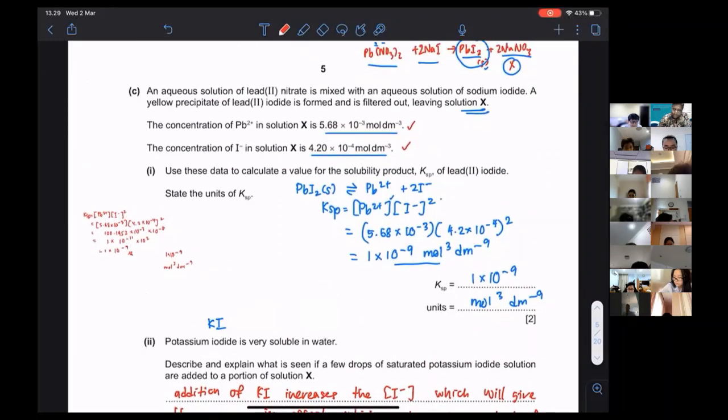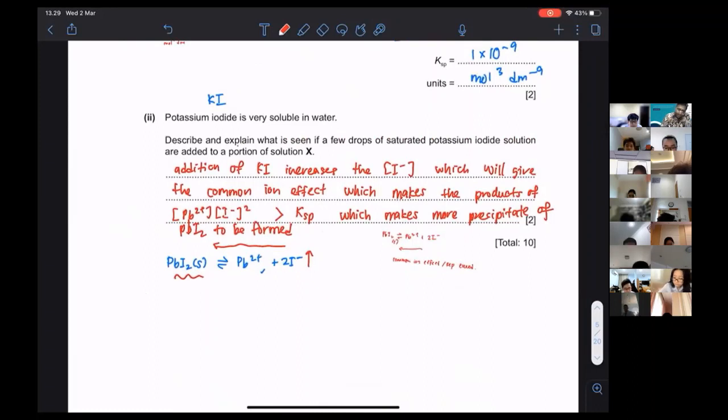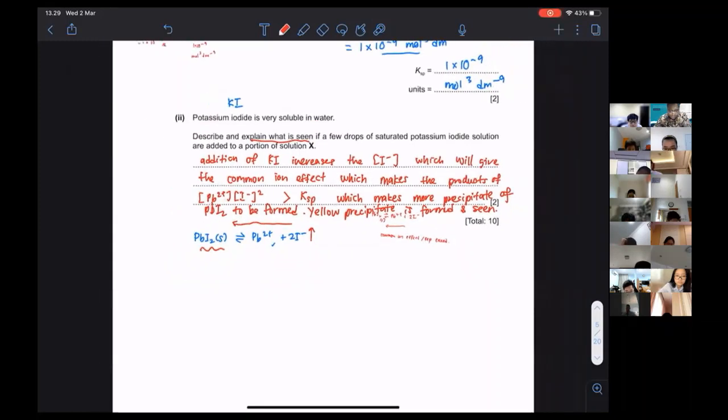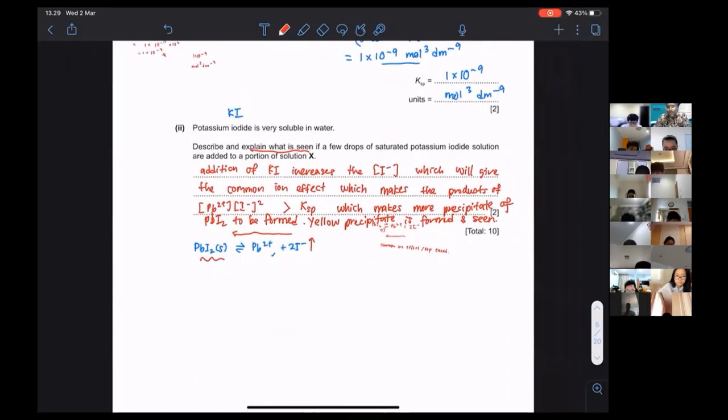PbI2, they have mentioned, is a yellow precipitate. So what is seen? Explain what is seen. Yellow precipitate is formed and seen. So that's going to be the total marks for that. So that's two questions in one hour. That's it from me. I will stop recording.